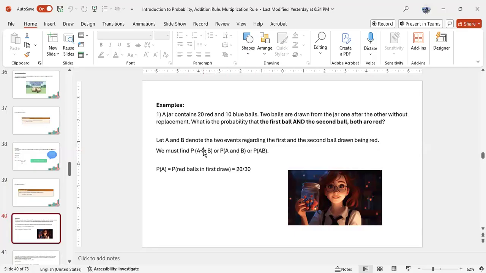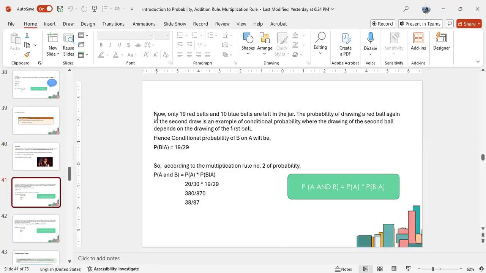All of these three represent that we are finding the probability of A and B, and we are multiplying, or we are applying the multiplication rule. So probability of A, that is probability of red ball in first draw. What would be this probability? 20 by 30. Why? Because there are 20 red balls in this jar and total balls are 30. 20 red and 10 blue. So 20 by 30 would be the probability.